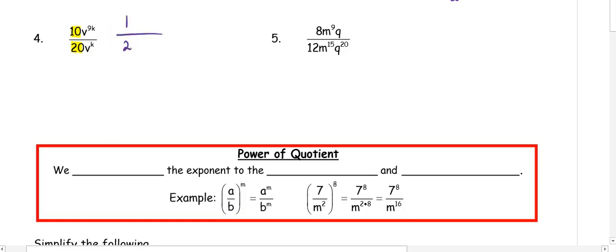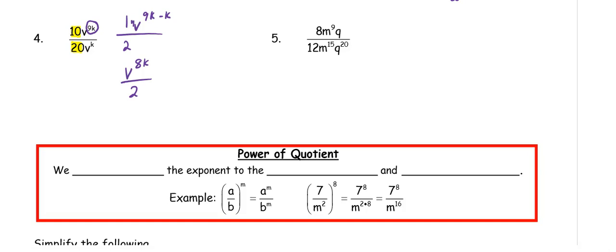Then when we look at the v, the larger exponent is in the numerator with 9k. So we have v to the 9k minus k, which remember is really a 1k. So 9k minus 1k gets us 8k. So we have v to the 8k over 2. We don't need to write the 1 anymore because there is something in the numerator and we're just multiplying that with 1. And anything times 1 is just itself.